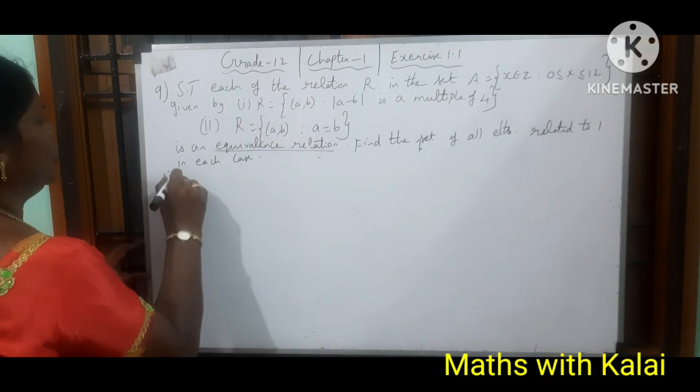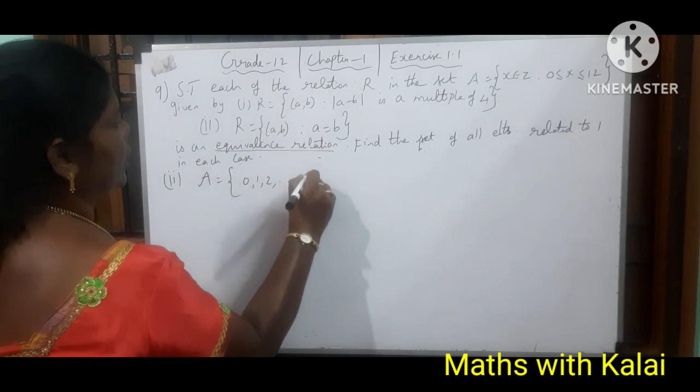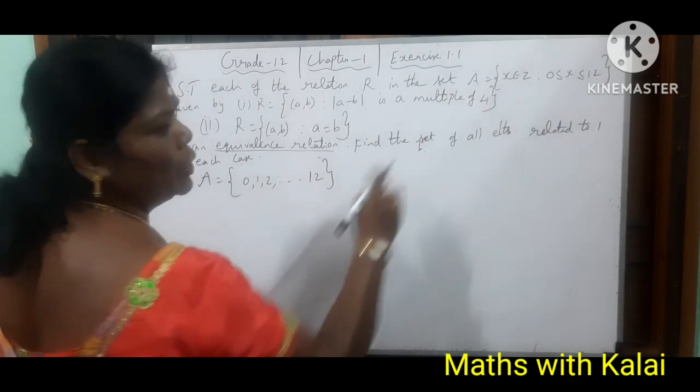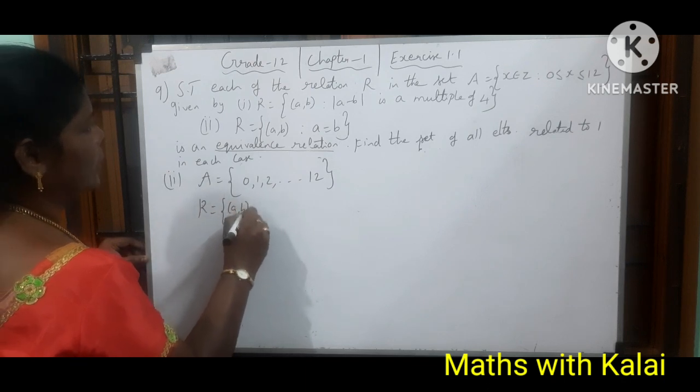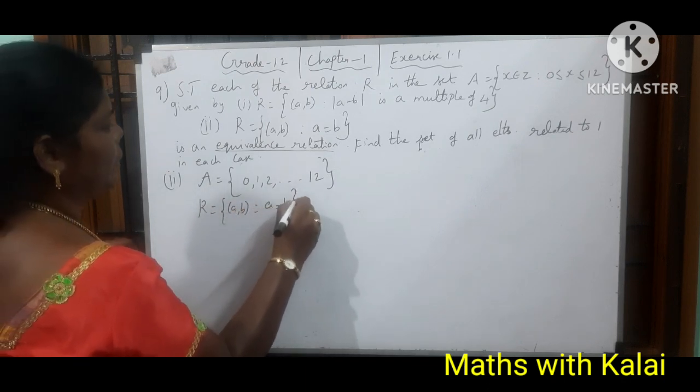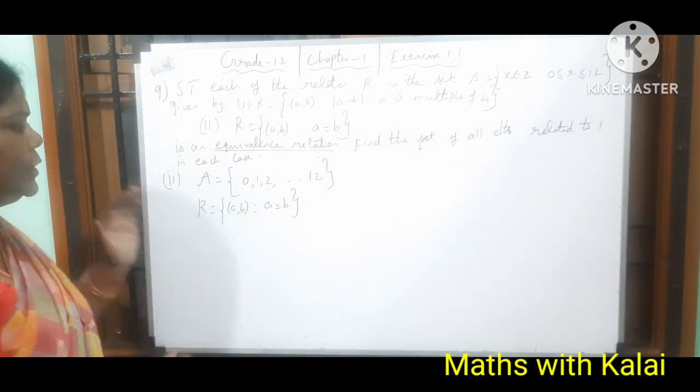For the second subdivision also, A is the set of all elements 0, 1, 2, and so on till 12; we have to consider only up to 12. That is our question. R is given as the set of all ordered pairs (A, B) such that A is equal to B. This is the relation R. Now we have to prove that it is an equivalence relation.